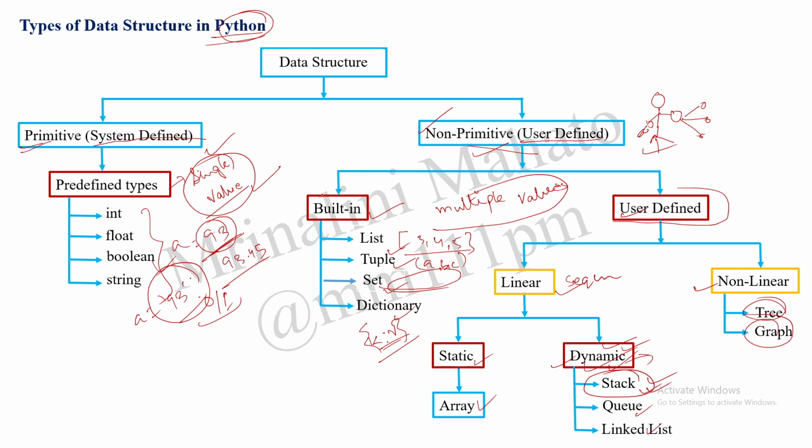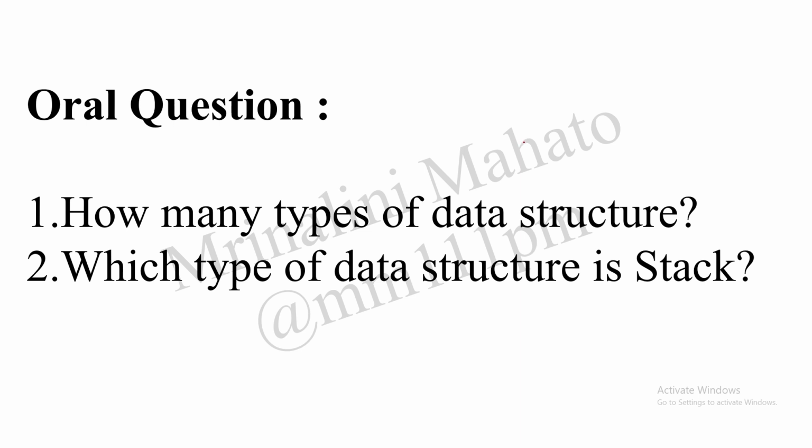And data structure, how many types? 2 types, primitive and non-primitive. Now tell me, oral questions: how many types of data structure? 2. Which one? Primitive and non-primitive. Primitive is called system defined. Non-primitive is called user defined. Okay. Which type of data structure is that? That is linear and dynamic data structure. In a simple one word, if you want to tell, then tell that stack is a linear data structure. Okay, linear means it will follow the sequential order.